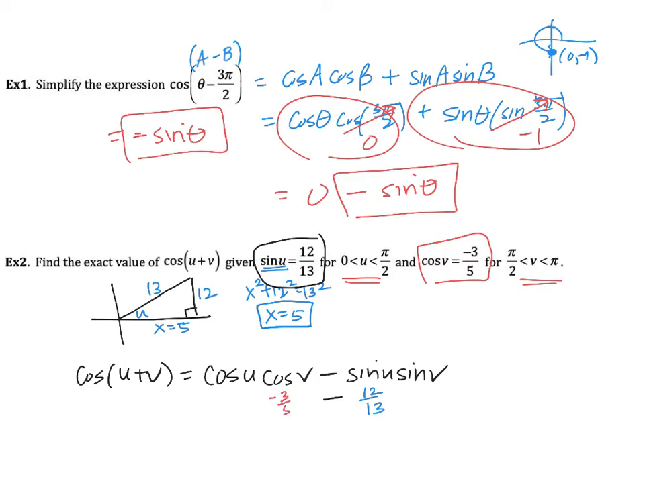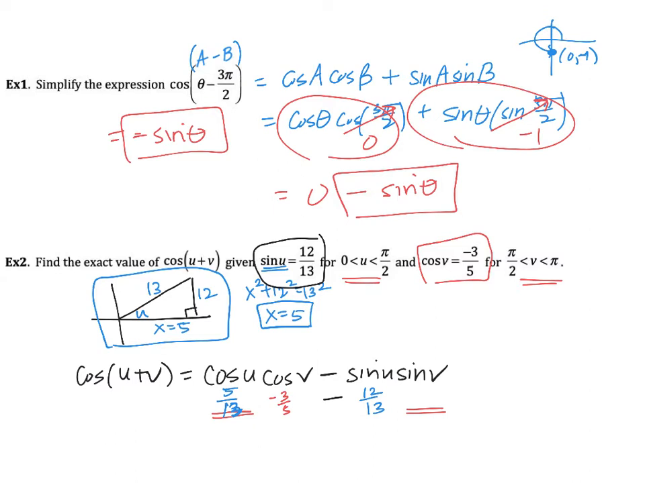Cosine of v is equal to negative 3/5. So we're missing cosine of u and we're missing sine of v. So that's why I had to do this special case triangle. So now if I want to find cosine of u, it's going to be 5/13, because it's adjacent over hypotenuse. So now I need to draw the other triangle.